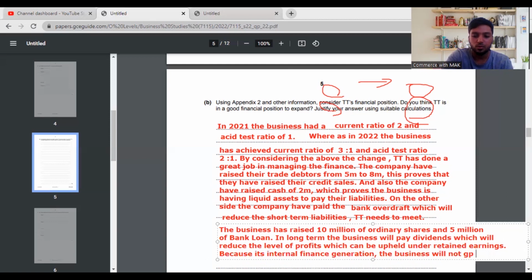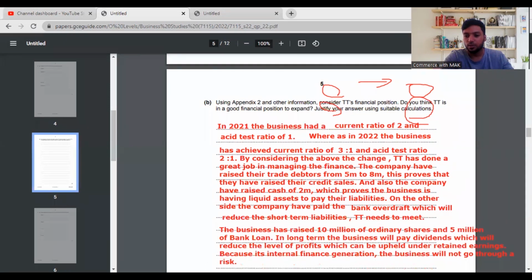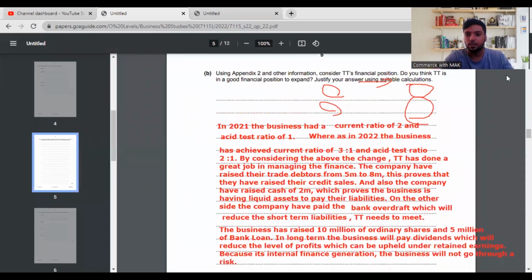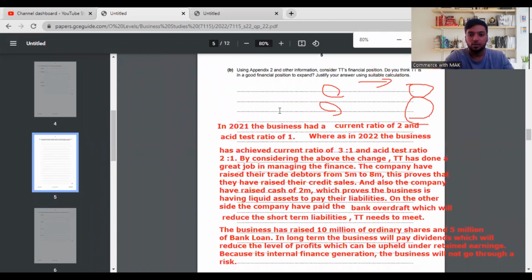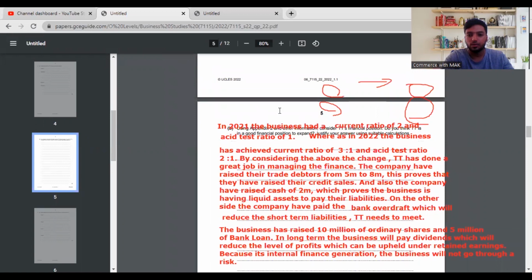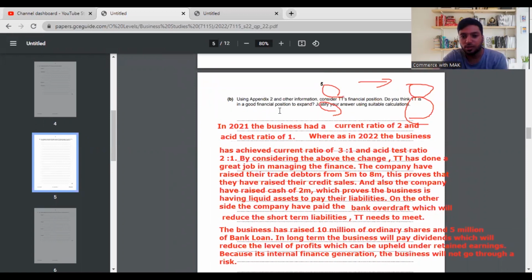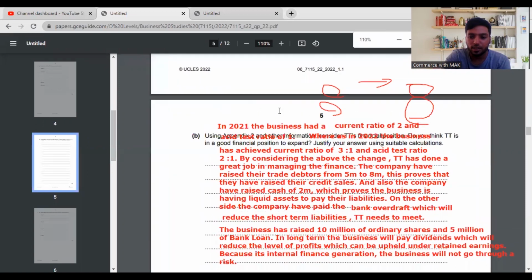Not go through a risk. But they have given you enough explanation, but I don't have enough space to write it down. So I'm going to make this page smaller so that I can write a few more points. I can write only this many points, so let me make it bigger.